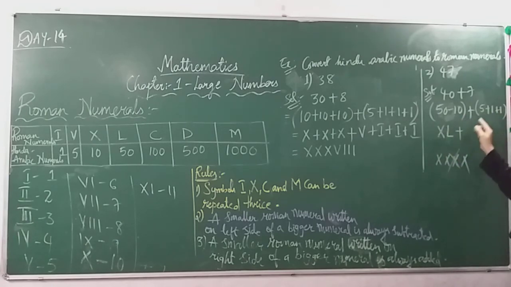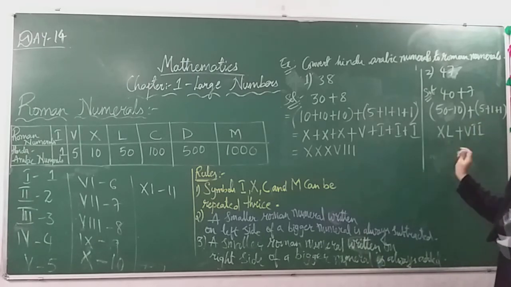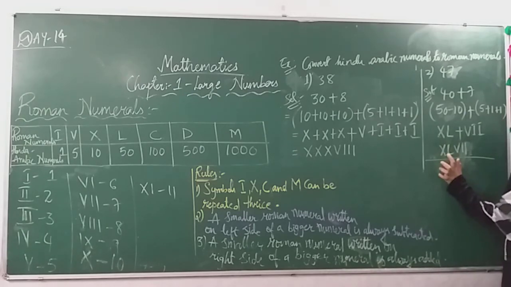Plus this one is VII. So it is XLVII. That means, see here, XL means 50 minus 10, 40. 40 plus 5, 45. 45 plus 1, 46. 46 plus 1, 47. You can do your verification whether you got the correct answer or not. After doing this, you can check this also.